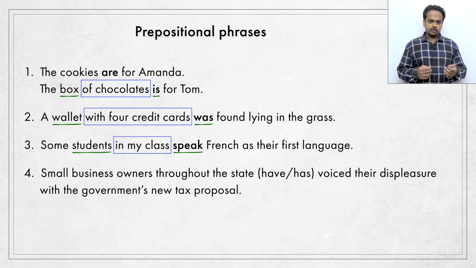This expression is used in more formal situations like this. A tax proposal is a tax plan that the government has announced. So many business owners are not happy with this plan, maybe because it's going to raise taxes on their businesses. Okay, so now you decide, have or has?